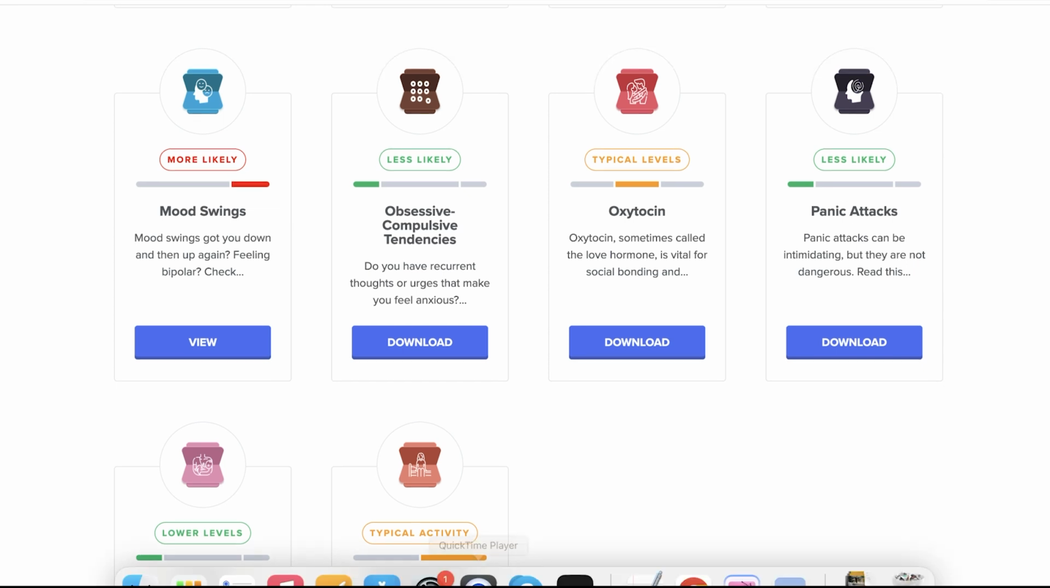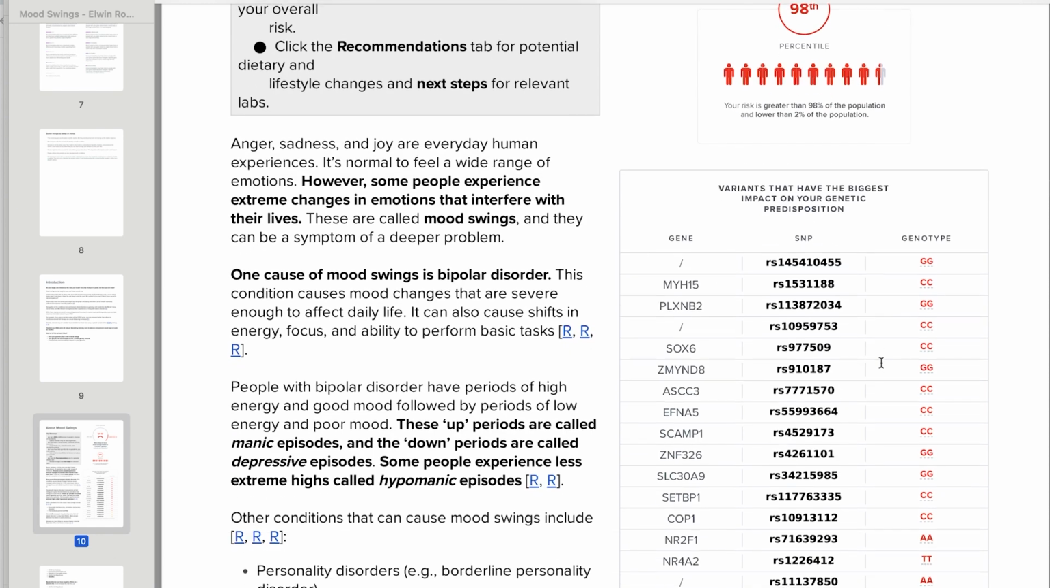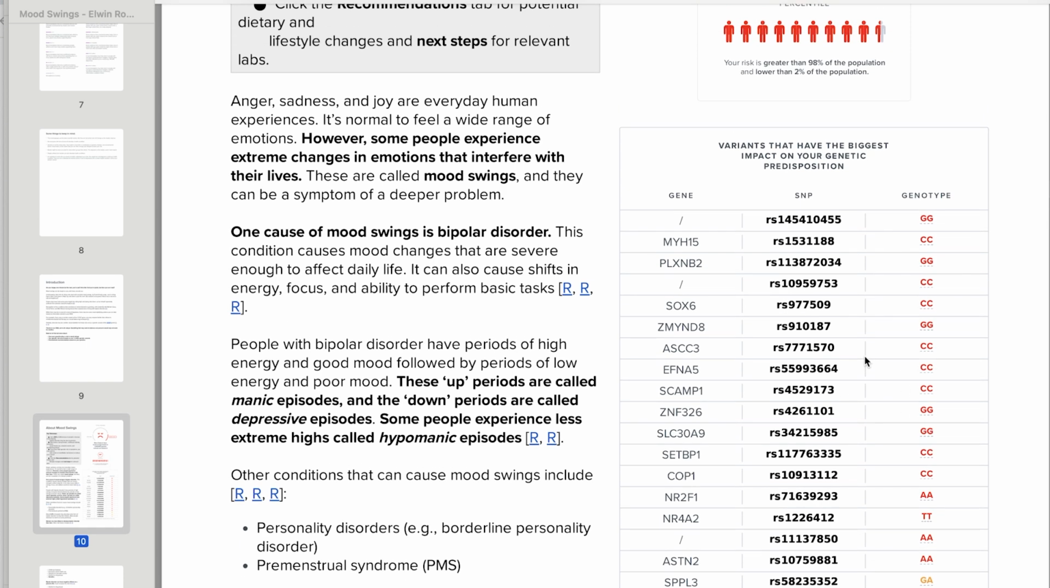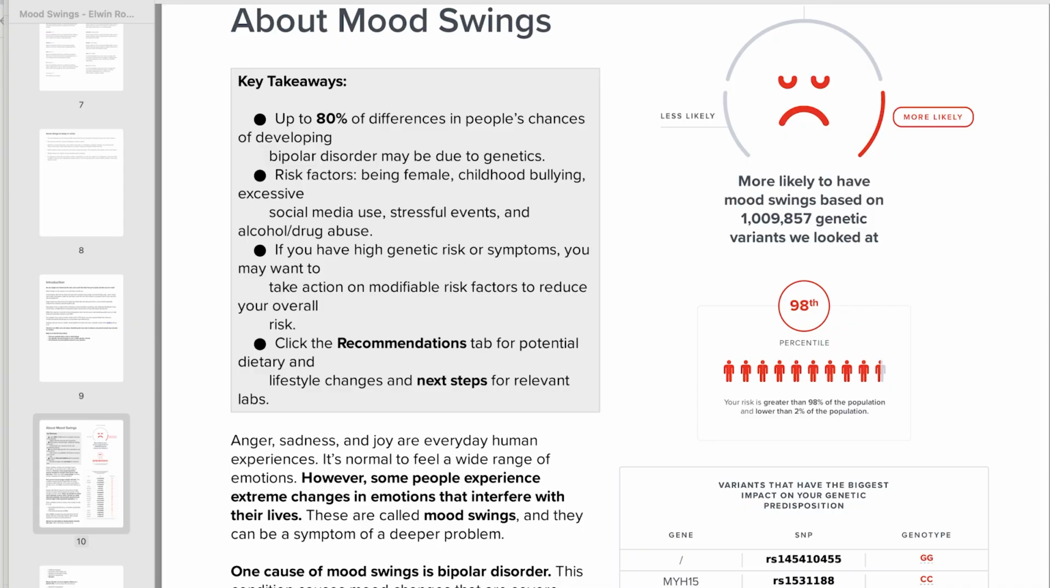Now, I will have a look at mood swings here. So mood swings is how it's referred to in our reports, but the pathological term that is used these days would be bipolar disorder. It used to be called manic depressive, right? And so we can see actually, the first sentence here, up to 80% of differences in people's chances of developing bipolar disorder may be due to genetics. So we're not allowed to call it the bipolar report, but we can say that to kind of say what it is. And so you can see with this person here, again, they're in the 98th percentile.